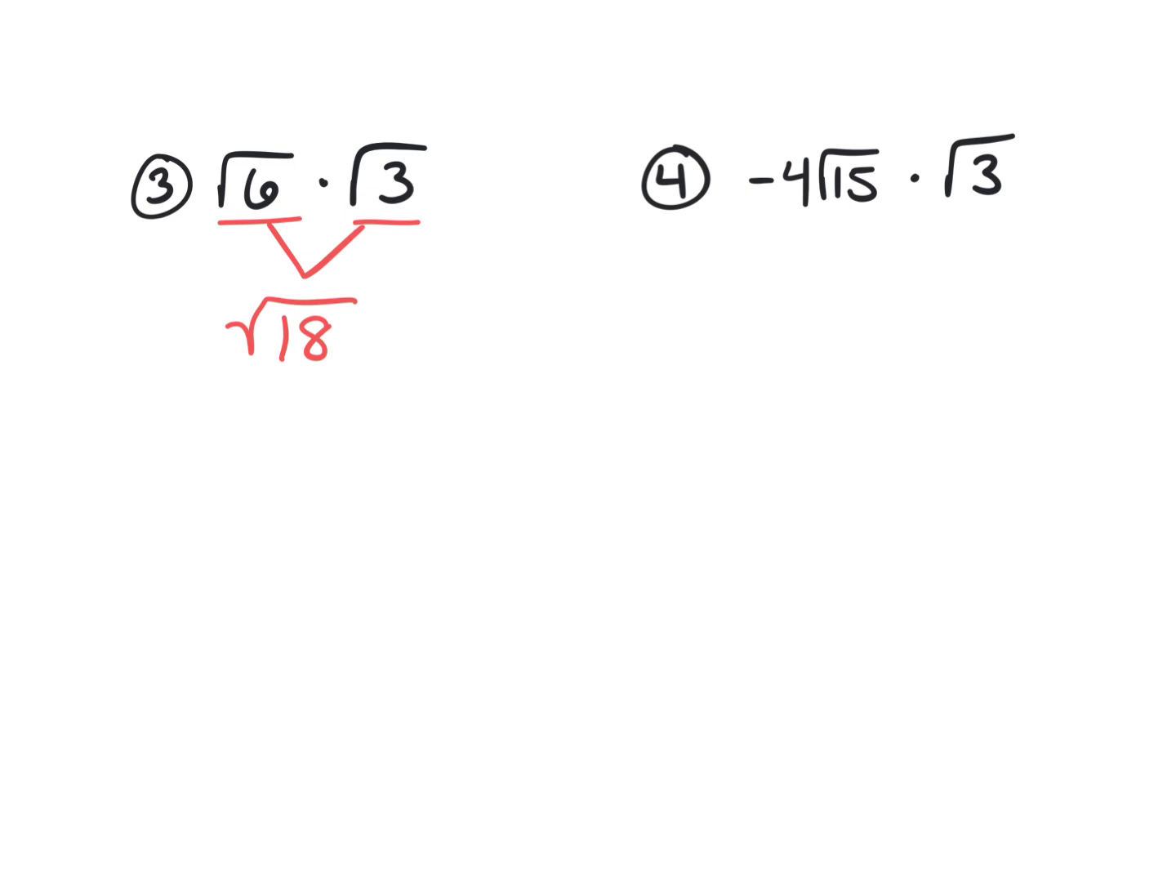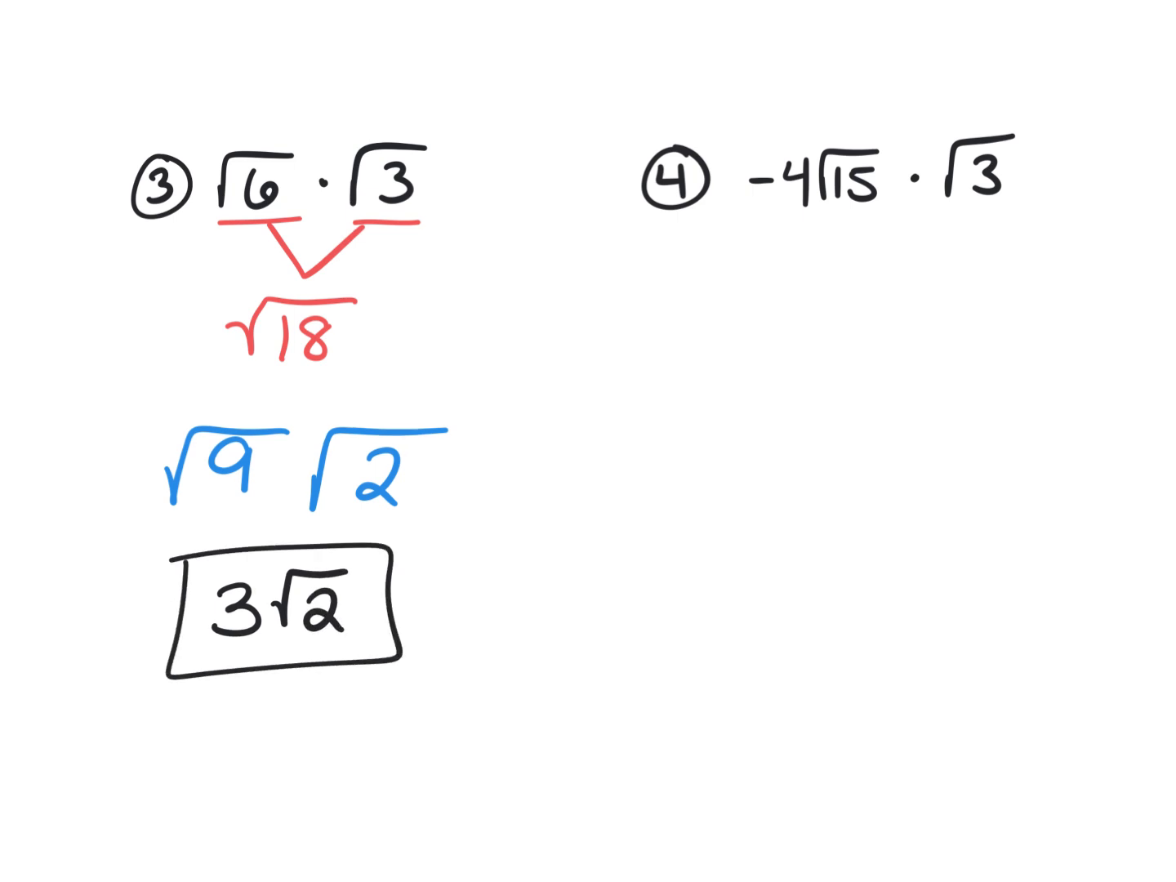After I multiply them together, what do I do? Simplify, right? I split it up. What is a perfect square that goes into 18? 9, how many times? 2. So now simplify. What's the square root of 9? 3, and then I have square root of 2.